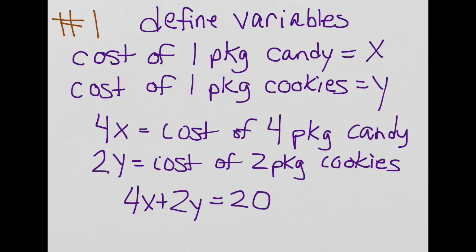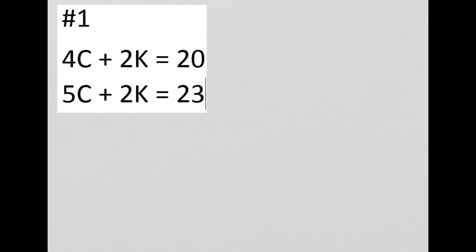Then if you look at the second sentence, it will help us write our second equation. This time we bought 5 packages of candy bars, so that's going to be 5x, and 2 packages of cookies again, so that's 2y, and the whole thing cost us $23. Now, we have come up with 2 equations and 2 variables, and we need to now figure out how much does each package cost. So I'm going to take these 2 equations and I've rewritten them this way. I used C for candy bars and K for cookies, but we're going to solve this the same way.